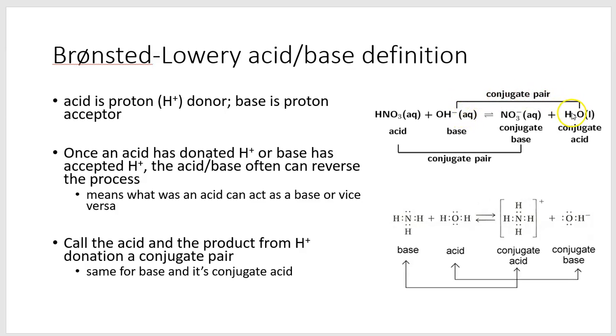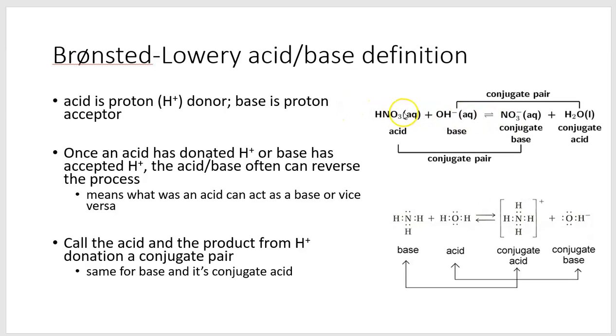And when you have a base and then the acid formed as an H plus is added, that's called a conjugate pair. And over here, we have an acid. When it loses its H plus, it becomes something called a conjugate base.